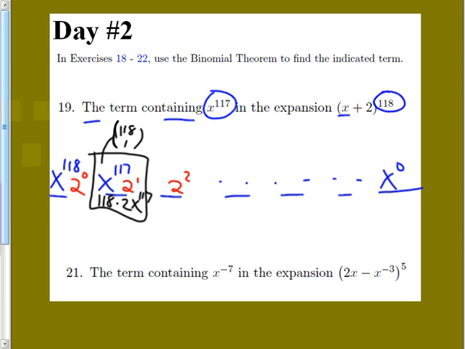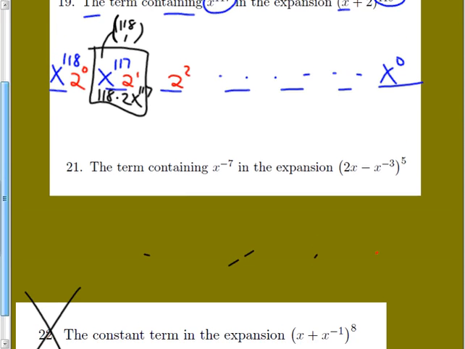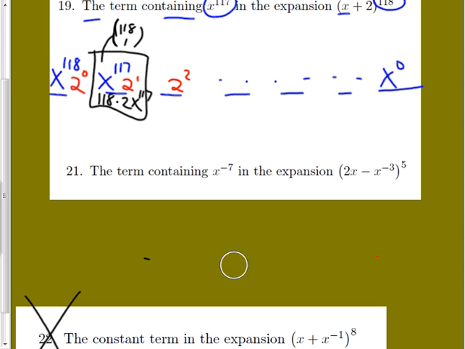Okay. This next one. The term containing x to the negative 7th. This one's nasty because it's got x's in both parts. So you can't just say, well, that's going to be the first or the second term. You're going to have to do a little more math to figure out when x is going to be to the negative 7th. So let's just do the first term together. On the first term, we all get Pascal's triangle starts with a 1. So is there really a need to calculate that with factorials and stuff? No, it's just a 1.